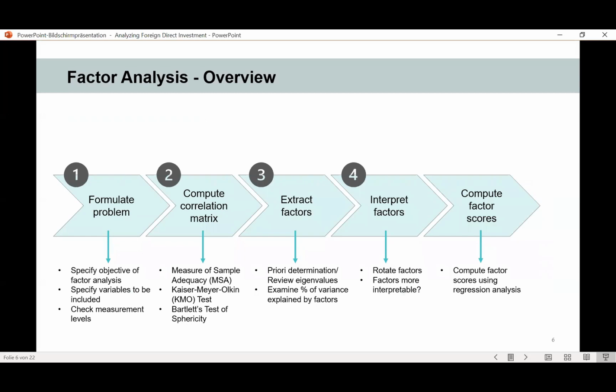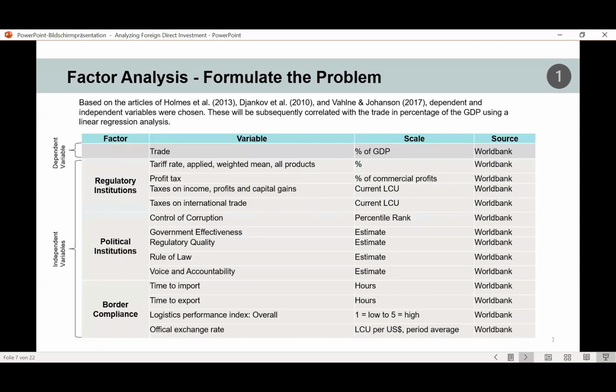I'm proceeding now with an overview of our approach to the factor analysis. We are first going to formulate the problem, whereby we specify the objective of the factor analysis and the variables to be included in our model. We then proceed with performing the factor analysis and are going to compute and test the correlation matrix. In the following step, we then extract the factors following a priori determination. The last step in our approach is the rotation and interpretation of the factors, which will then be used in our regression analysis.